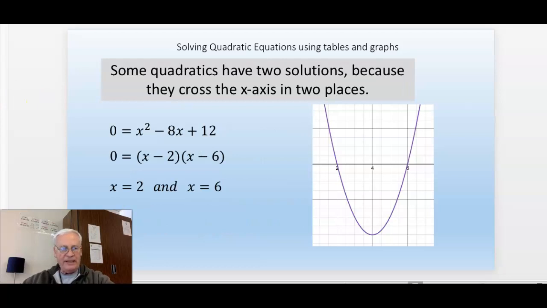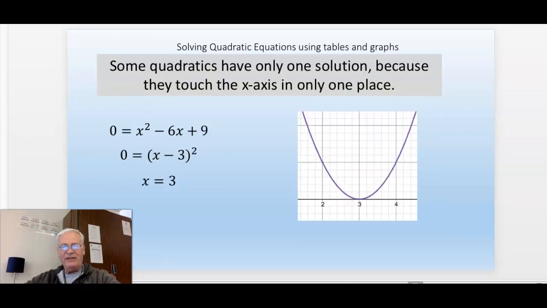Now some quadratic equations have two solutions because they cross the x-axis in two places. This is an example right here. Here the solutions are 2 and 6, where it crosses the x-axis. You can factor it, where x is 2 or x is 6, which is where that function becomes 0.